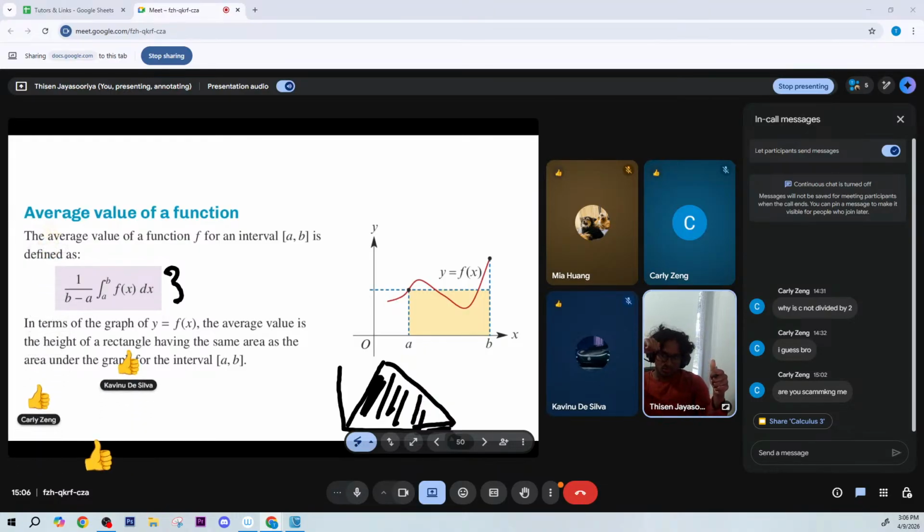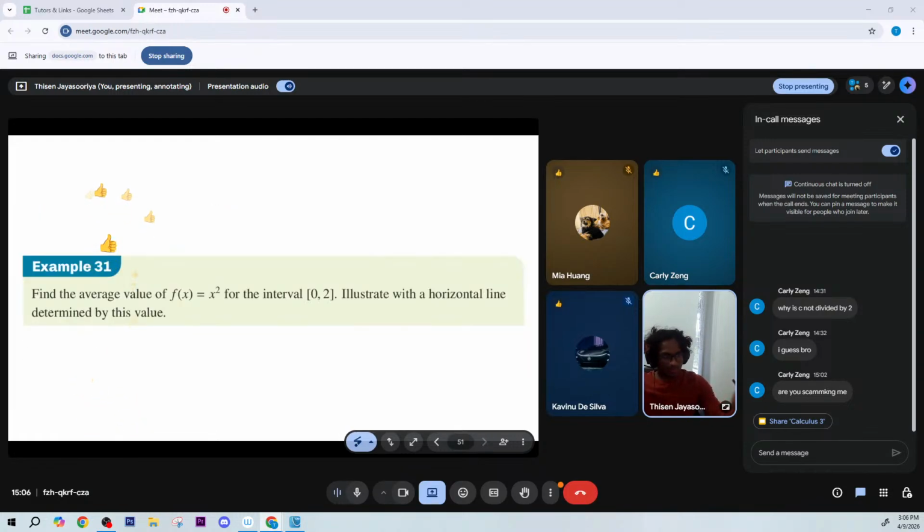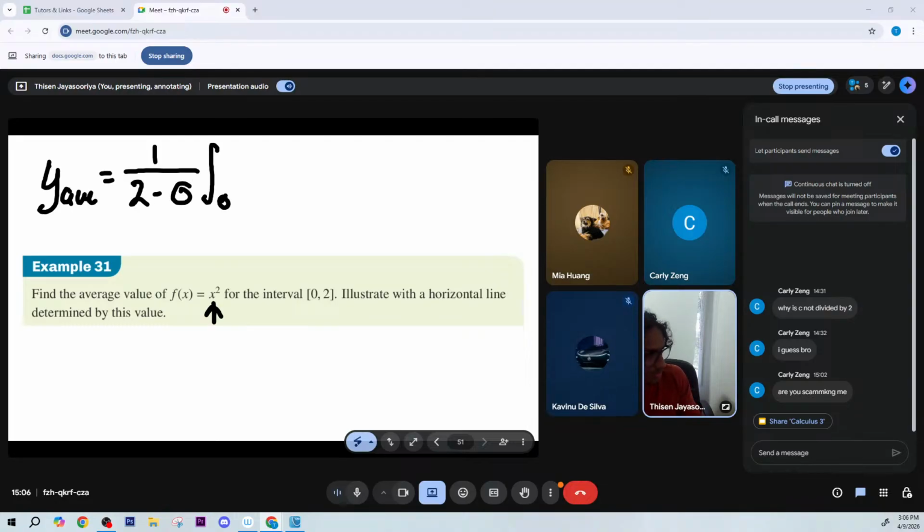All good, okay. So we'll have a go at one of these average value ones. Find the average value of x squared for the interval 0 to 2. Illustrate with a horizontal line determined by this value. So here, we do the formula. y average equals 1 over 2 take 0, the integral from 0 to 2 of x squared dx. Yeah? So this is just the definition here.